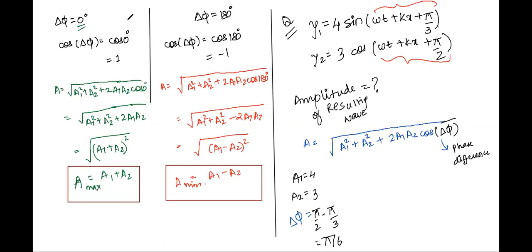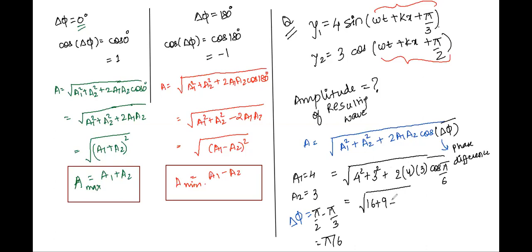Okay, Mahila, now do the substitution. Tell me the answer. 4 squared plus 3 squared plus 2 into 4 into 3 into cos of 5 by 6, no, pi by 6. Very good. Tell me what the answer comes out to be.